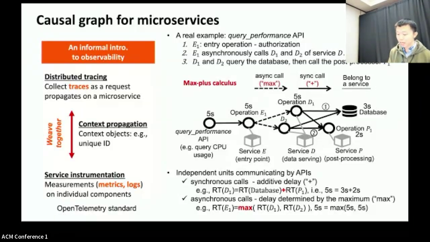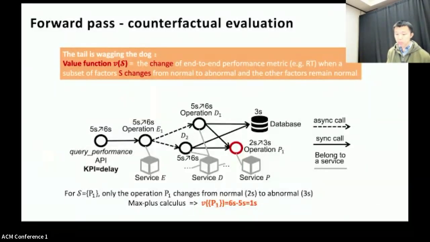So far so good. And for the asynchronous calls, the parent's delay is determined by the maximum of all the critical paths. Yes, remember this max-plus calculus. It is our very useful physical model for the microservice system. And with such a causal graph, which basically characterizes the above functional relationships between all the system factors, we can now answer the what-if question.